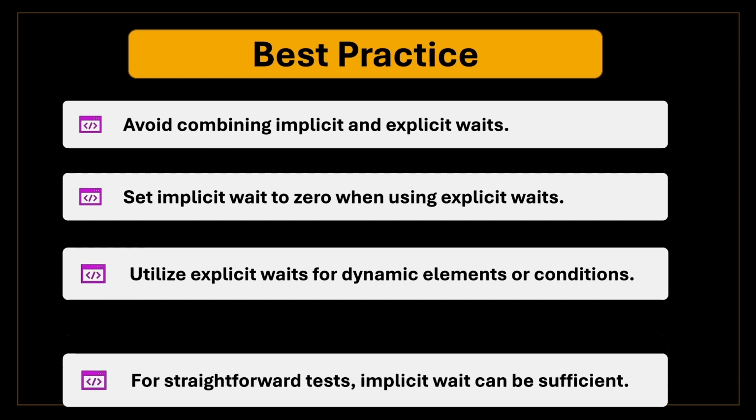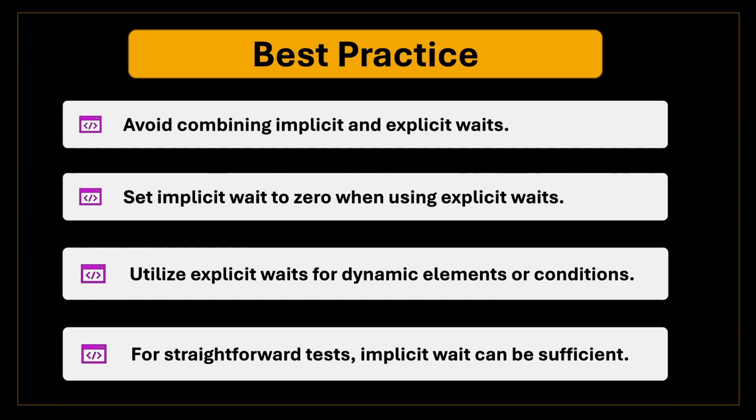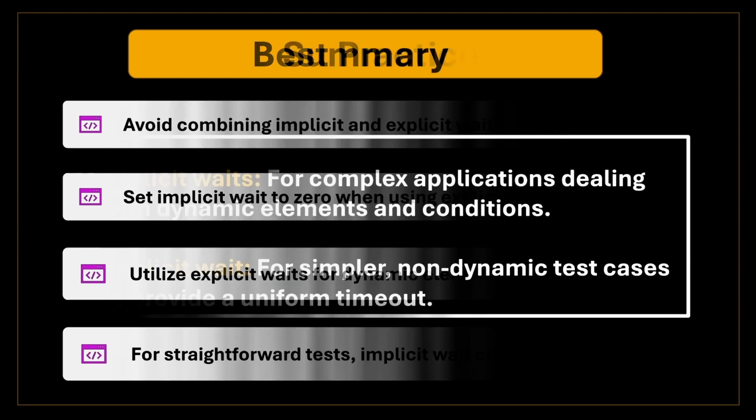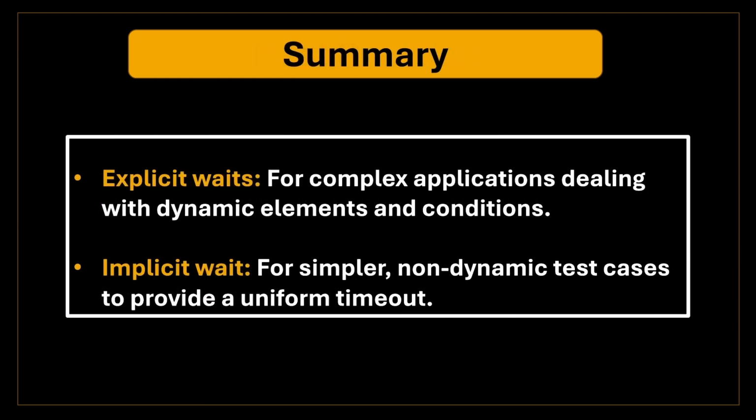Use implicit wait only for simple tests. If your test script doesn't need to handle dynamic elements or specific conditions, that is, it's only checking static elements or performing basic checks, an implicit wait might be sufficient. So in summary, for complex applications dealing with dynamic elements and conditions, it is recommended to use explicit wait only and set the implicit wait to 0 when doing so. The reason is this avoids redundant wait time and provides better control over dynamic elements and specific conditions in dynamic applications. For simpler, non-dynamic applications, an implicit wait can be used alone to provide a uniform timeout.